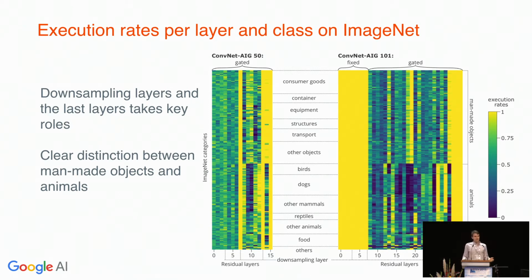First of all, there seem to be a few key layers that are always executed. That is, the downsampling layers and the last layers. So although our incentive was just to use them 60% of the time, they seem to be so crucial to the performance that they're always needed.